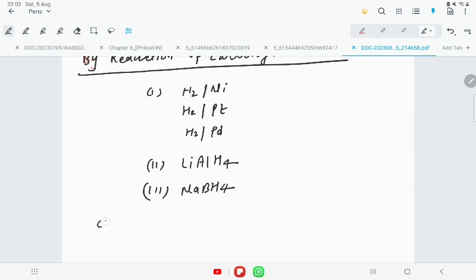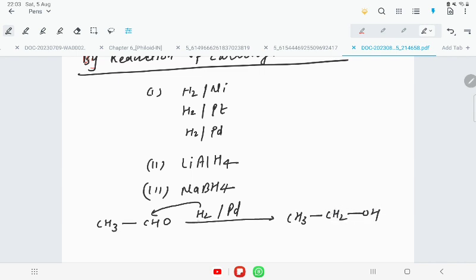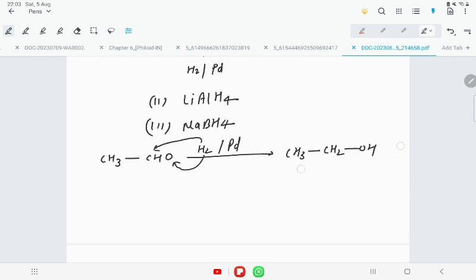First one, suppose you are having CH3CHO, so you can use any of the reagents. That you need to keep in mind. I am using H2 and Pd. So here hydrogen is going, and you see it is going to be CH3, here it will be CH2 and it will become OH. So one hydrogen is going to C and one hydrogen is going to O.